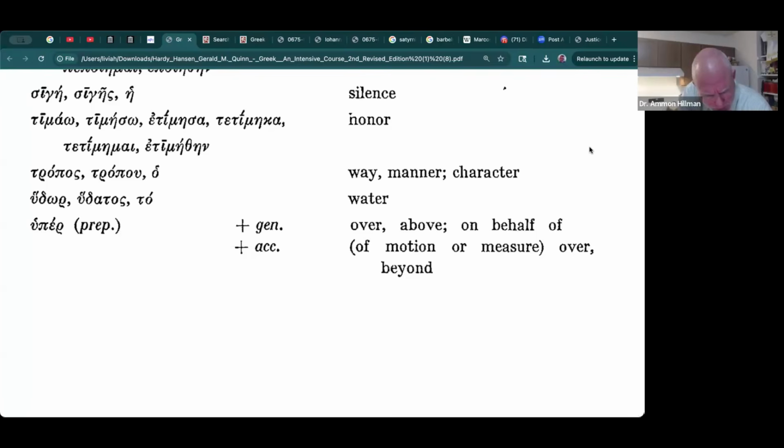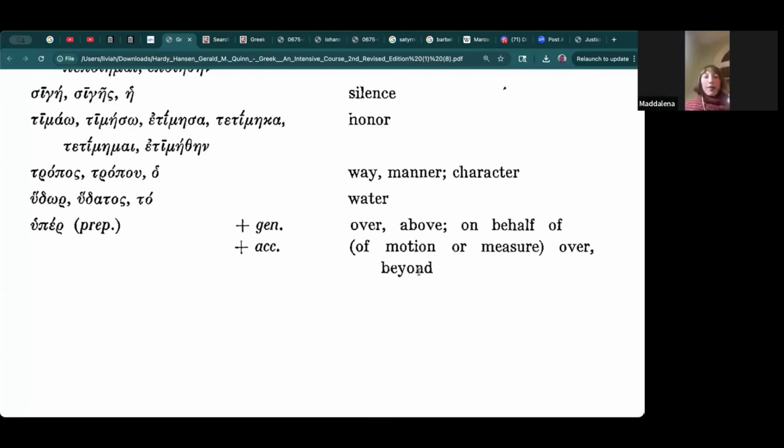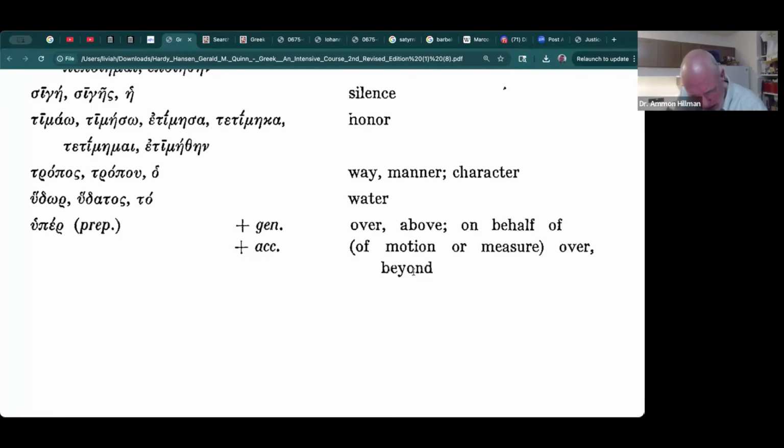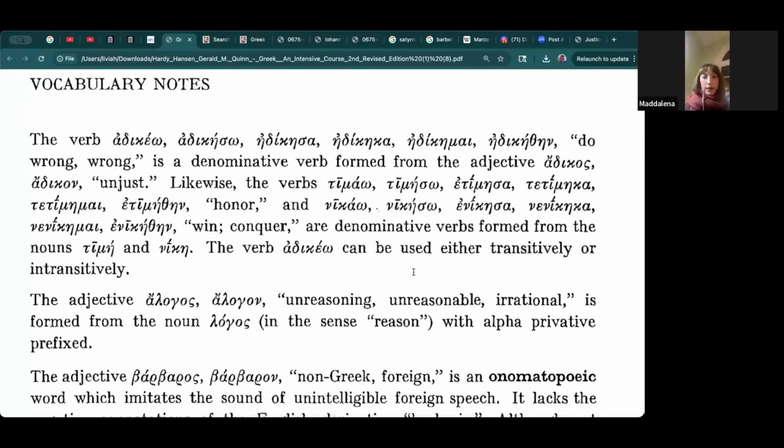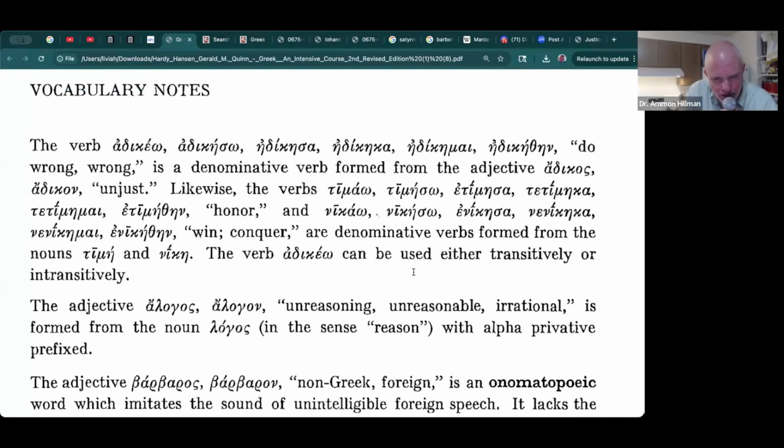Did I miss any? I don't think I missed any. Notice it can be used with the genitive or accusative there. That accusative meaning really extends into the beyond, right? To be beyond something. Fantastic. Let's look at the vocabulary notes to see if there's anything good.